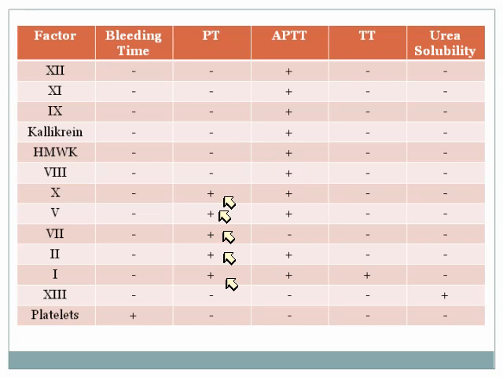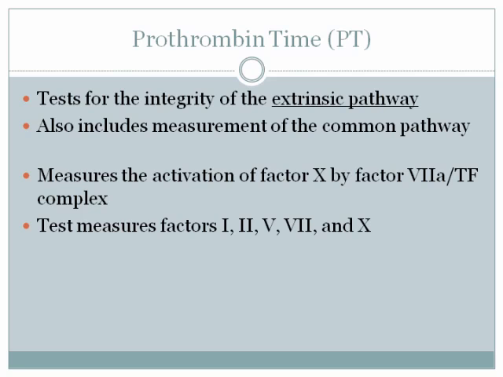13 is its own unique little deal. 13 can only be tested by urea solubility, so that's why we don't worry about that here. So again, it's just testing the extrinsic pathway factors, and you must remember that. It lists them out here as well, but I wanted to correlate it back to that chart: 1, 2, 5, 7, and 10.